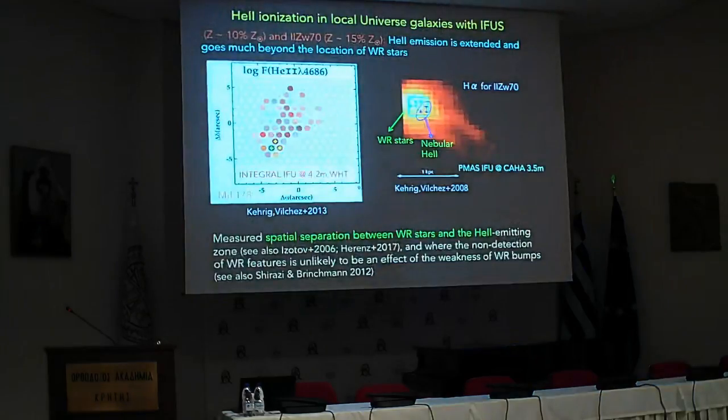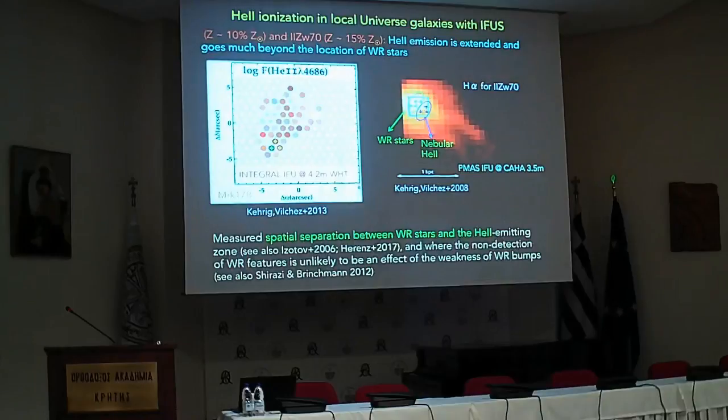And also, we have been doing this work over the years with Daniel and many others, and Carolina, and you will see that the Wolf-Rayet population is displaced from the main bulk of the helium-2. You see always that the helium-2 emission is displaced, and not just tens of parsecs, in some cases a lot, from the sources.